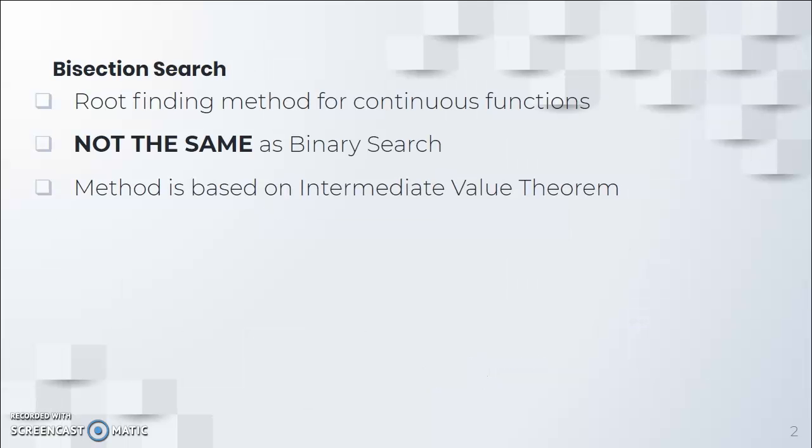Bisection search is a root finding method for continuous functions. Just to recap, a root is when a function passes through the x-axis. Binary search and bisection search are not the same. While the basis of both algorithms are very similar, bisection search works with continuous methods, whereas binary search works with arrays. Bisection search is based on the intermediate value theorem.